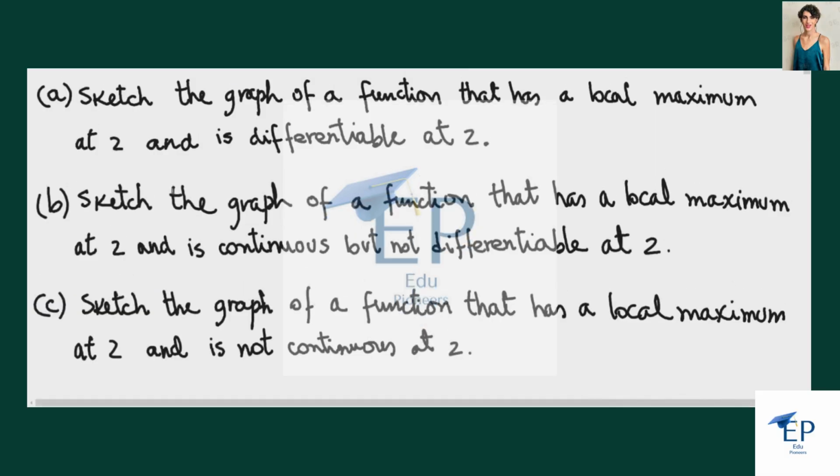We have three parts in this problem. Part A, we sketch the graph of a function that has a local maximum at 2 and is differentiable at 2. Part B, we sketch the graph of a function that has a local maximum at 2 and is continuous but not differentiable at that point. And in part C, we sketch the graph of a function that has a local maximum at 2 and is not continuous at that point.